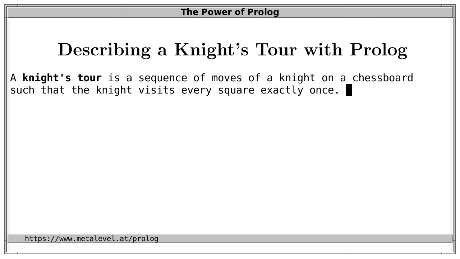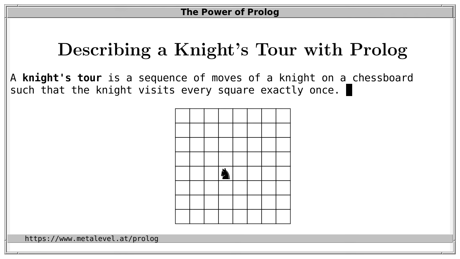A knight's tour is a sequence of moves of a knight on a chessboard such that every square is visited exactly once. A knight is a piece in chess, and these are the types of moves it can make: 2 steps in one of the main directions and then 1 step to either side. Now, to get a feeling for the task, let's first try it manually.